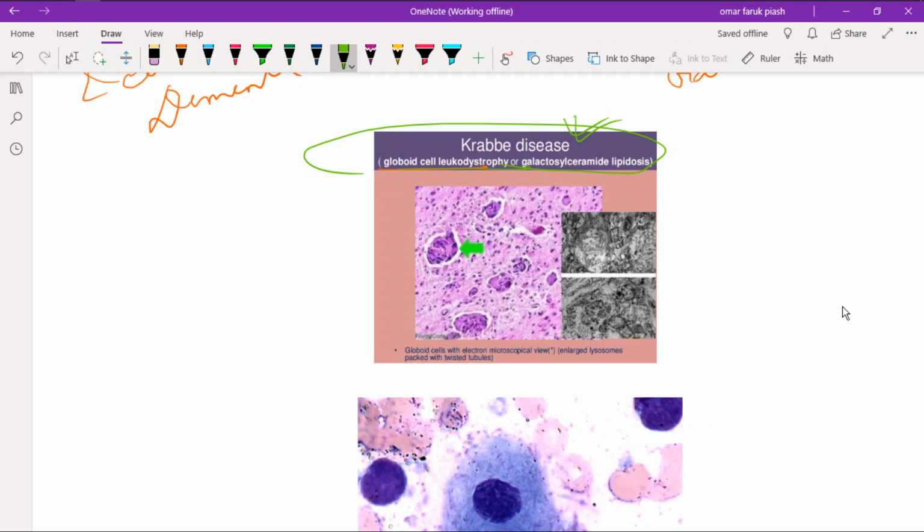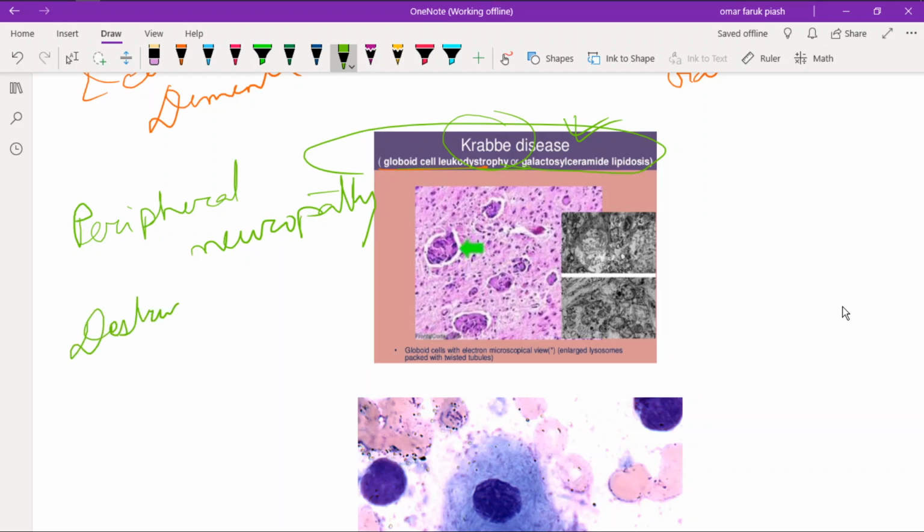In Krabbe disease, there is peripheral neuropathy. As the word says, the crab destroys what it bites, so it destroys the oligodendrocytes. There is developmental delay and optic atrophy.